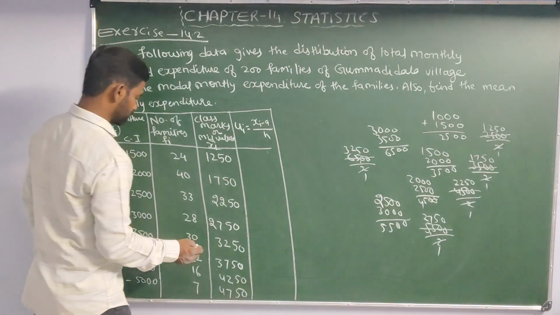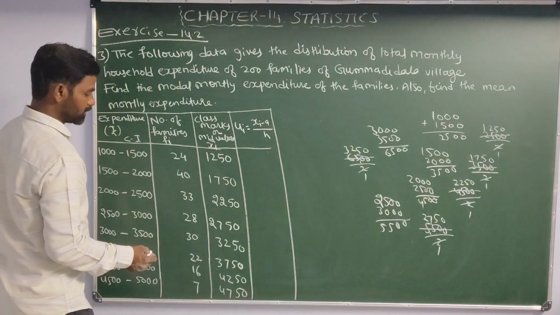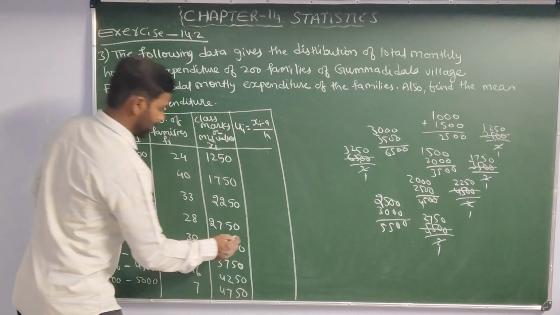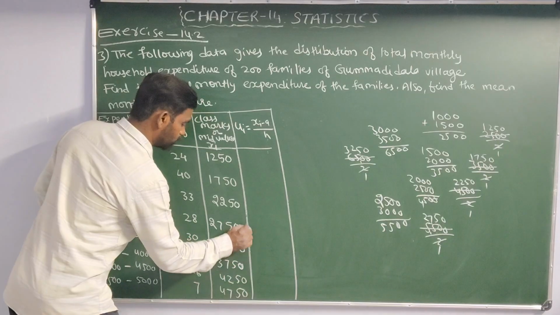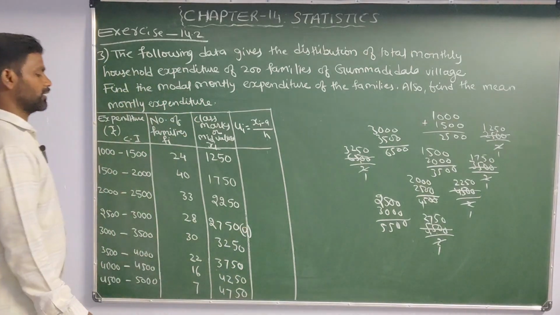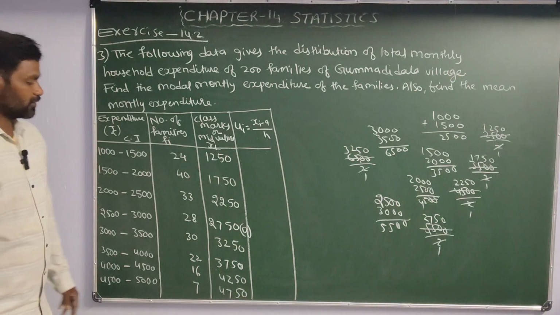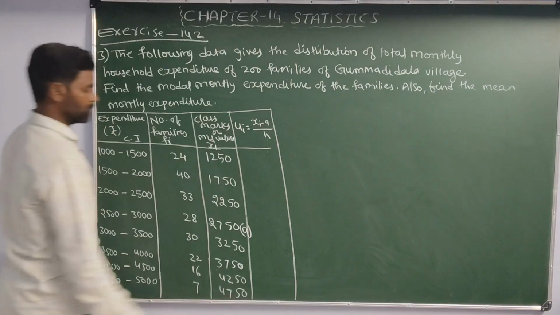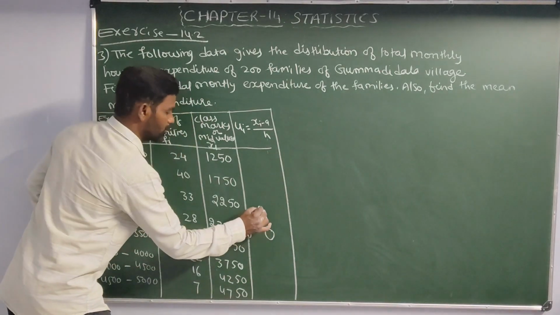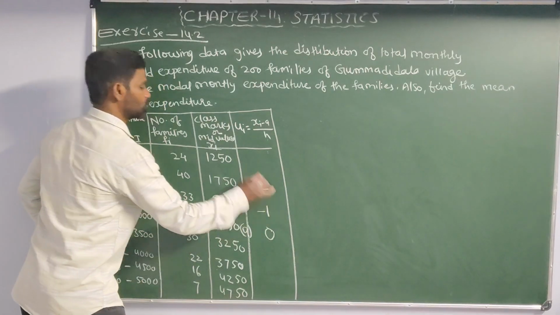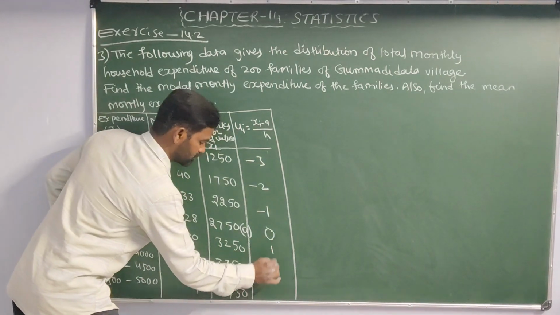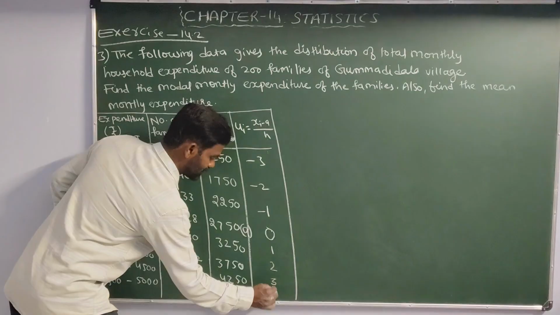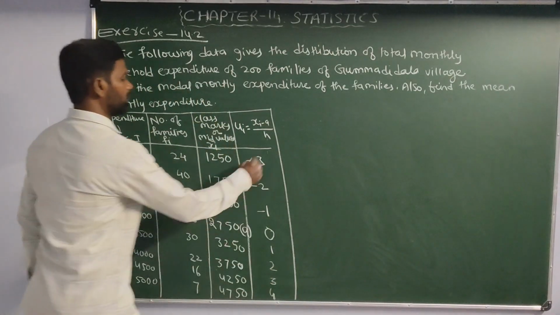Now here we have to consider one value as a. Assume one value as a. So let us assume 2750 as a. So what I said, this becomes 0, upon this minus 1, minus 2, minus 3, plus 1, plus 2, plus 3, and plus 4. Okay. Next step.